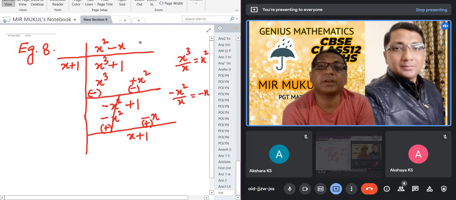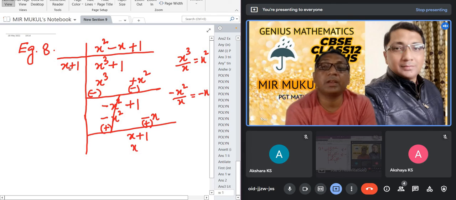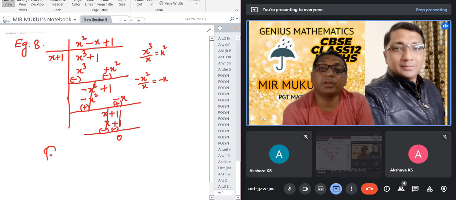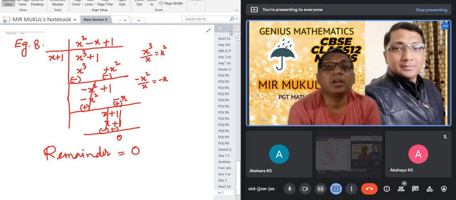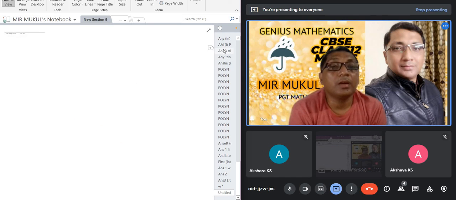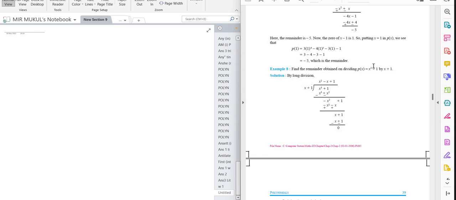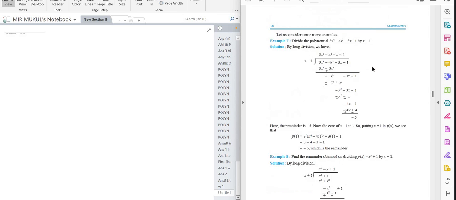If you divide its first term, then plus 1 will come. Then multiply plus 1 with x and 1, and x plus 1 will come. So subtract, here minus sign, here also minus sign, cancel. So the remainder we are getting is 0. So what will we write? Remainder equals 0. Okay, understood? If you do it by the long division method, you have to do it like that. Now example 8 I have shown.